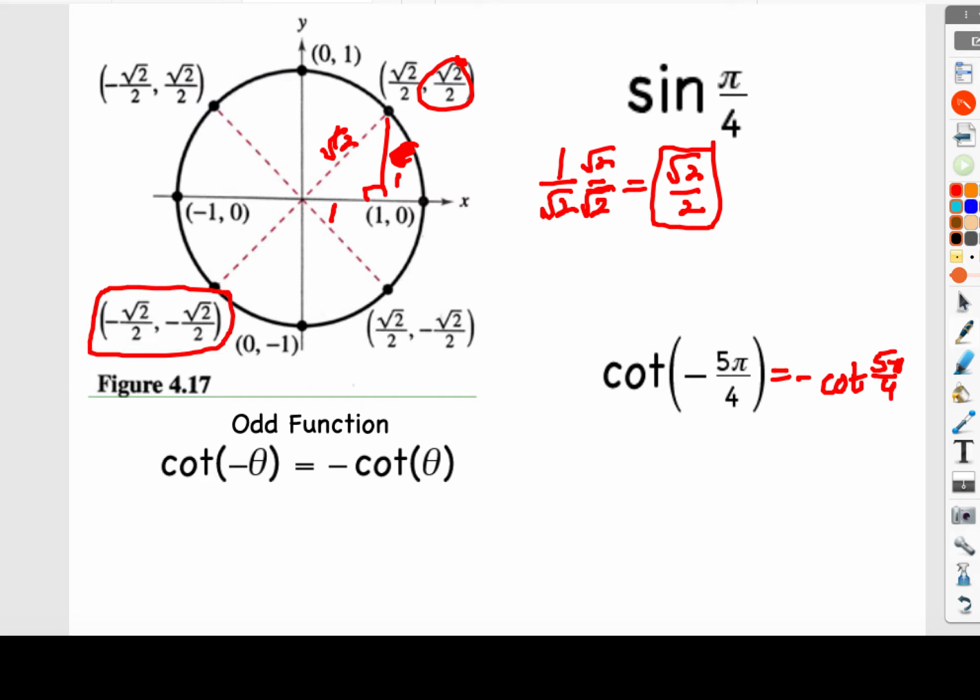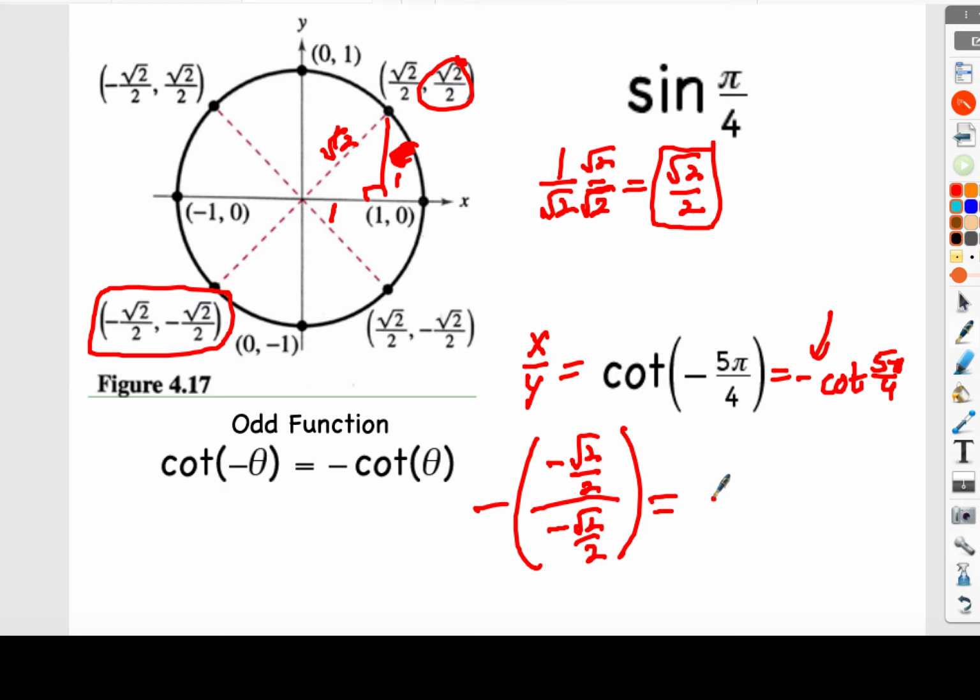Cotangent being, again, if tangent is y over x, cotangent would be equal to x over y. So let's go ahead and take negative root 2 over 2 divided by negative root 2 over 2. But now again, that would have been at 5 pi over 4. We need to attach that negative from in front, right? So we're going to end up with a negative. Notice we're dividing something by itself, so a negative 1.